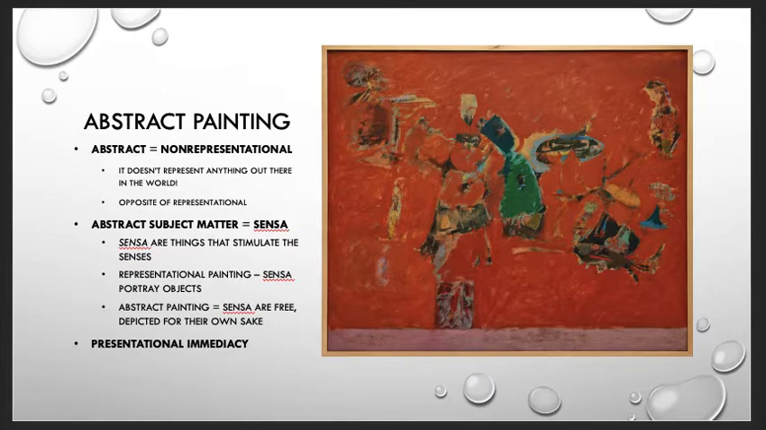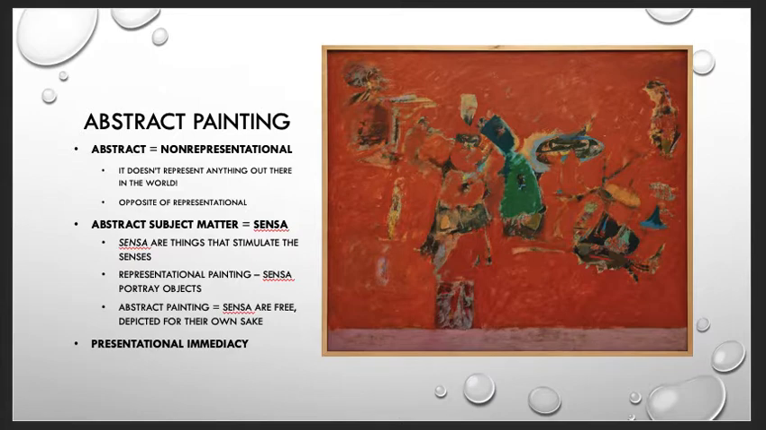So if I am looking at a tree and I paint a tree, I'm trying to represent a tree in my painting. Now, abstract work is not representational, or non-representational. Okay, so that means it doesn't represent anything out there in the world. And we have to let go of the idea that a painting or a photograph or something has to represent something in the world. It doesn't have to do that. So an abstract work does not represent anything out there in the world. So it's the opposite of representational.